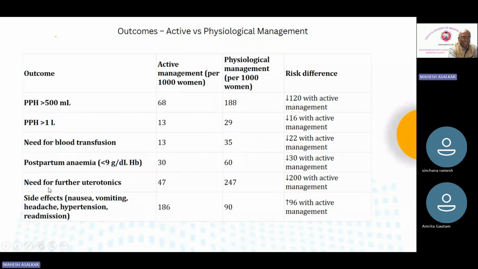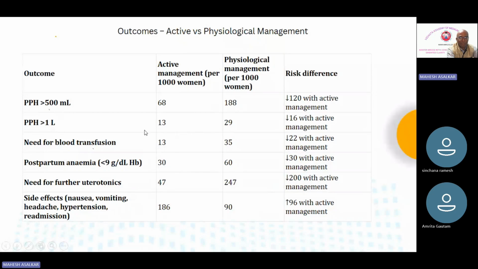Need for further uterotonics is less here, while it is quite high. Then side effects such as nausea, vomiting will be very high with the active management, while it is less with the physiological management. This is the only advantage with the physiological management. Generally the blood loss, the blood transfusion, or the postpartum anemia, they can ask you. 30 per 1000 here, it is 60 per 1000.